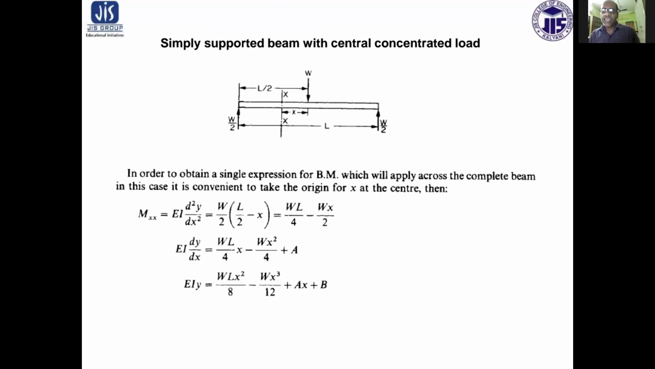So again EI dy/dx. If we go for the derivative, that is WL/4 x minus Wx²/4 plus A. So EIy is equal to WLx²/8 minus Wx³/12 plus Ax plus B.